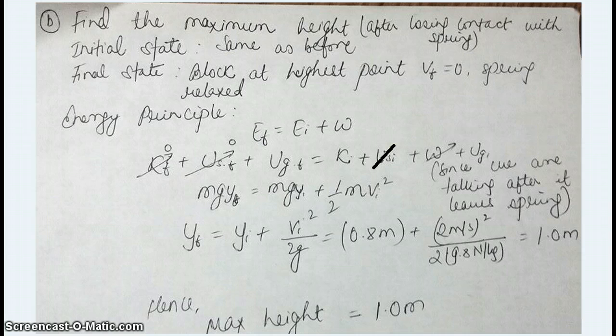and there is the final gravitational potential. And on our initial side, there is initial kinetic energy because we have an initial velocity, and the initial spring potential is 0 because there is no load on it, the work is 0, and the initial gravitational potential is there. So as we plug in the formulas and the values, we should get a maximum height of 1 meter.